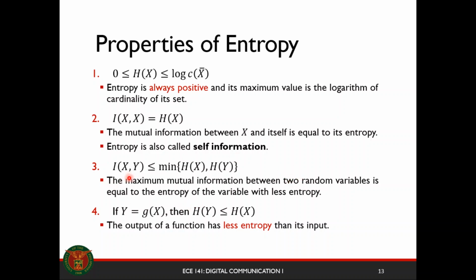So if we have mutual information between x and y, its maximum value is the minimum between the entropy of x and the entropy of y. So if y is a function of x, then h of y is less than or equal to h of x. This tells us that if y is dependent on x, or a function of x, then the entropy of y, when we observe it, we're already more certain of the value of y compared to x. That's how we interpret this property of entropy.